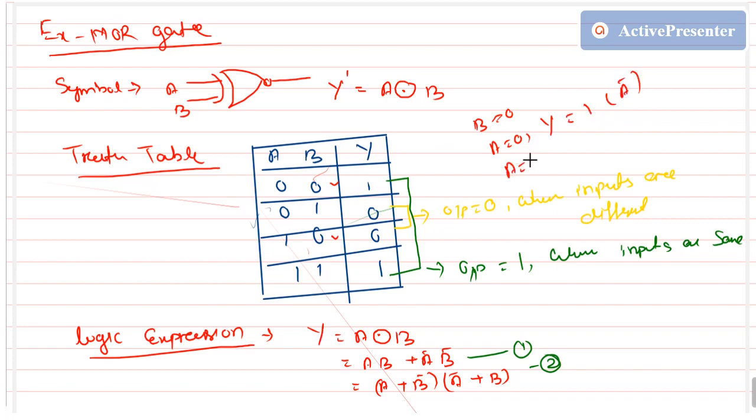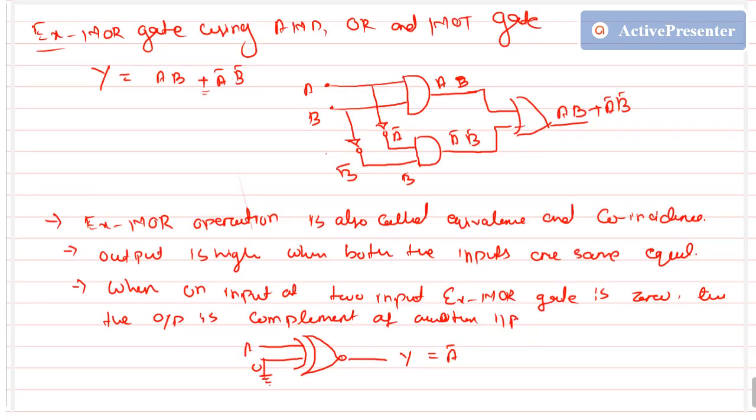If I take a equals 1, then what will happen? Here b is 0, a is 1, the output is 0, y equals 0, which is again the complement, a bar. So it is just the opposite of whatever input is given to a. That's why it is said that the output will be the complement of the other input. Okay, this point is clear.